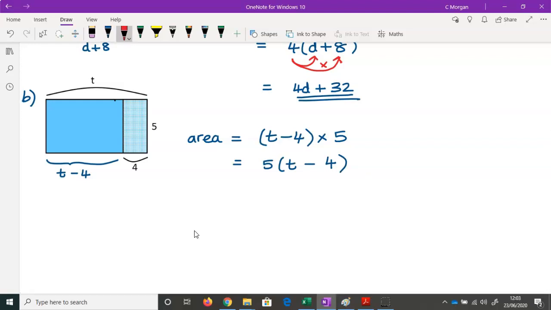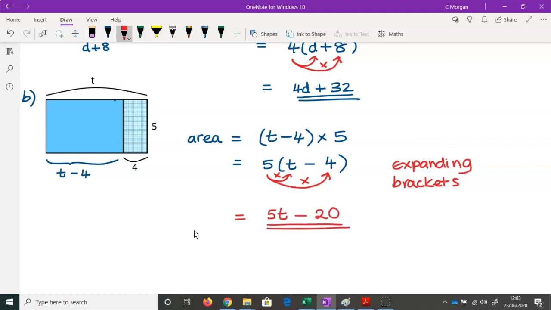Now, if I needed to expand the brackets, I need to multiply each term inside the bracket by the term outside the bracket. This is called expanding brackets. So I'm now going to expand the bracket, and I get 5 lots of t, which is 5t's, and 5 lots of negative 4, which is subtract or negative 20. And that's an area expression for my second rectangle.